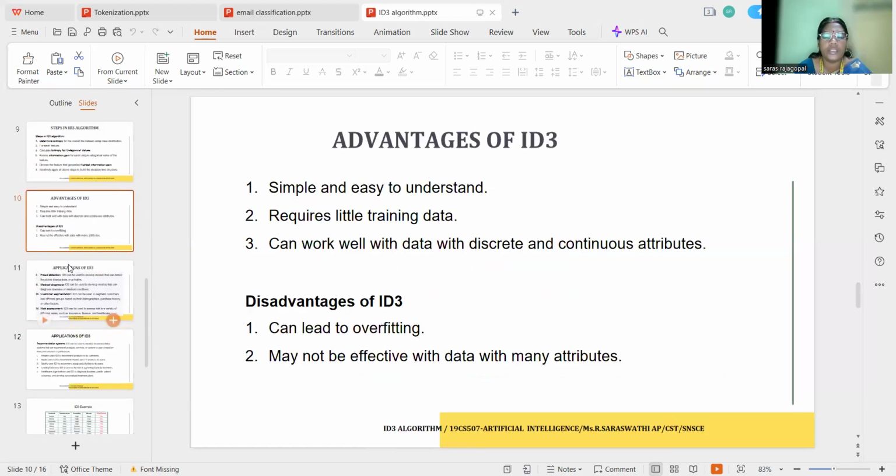Advantages of ID3. It is simple and easy to understand. It requires little training data. It can work well with data with discrete and continuous attributes. Disadvantages. It can lead to overfitting. It may not be effective with data with many attributes.